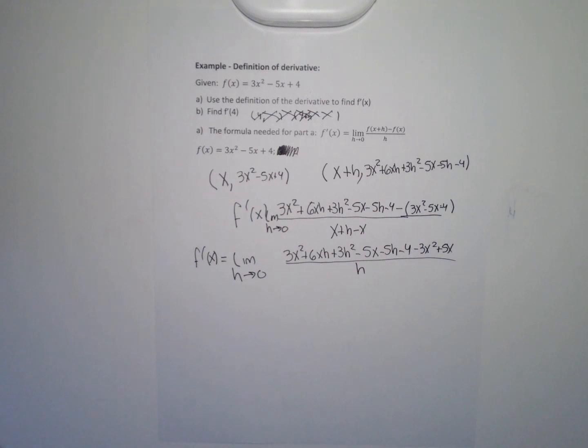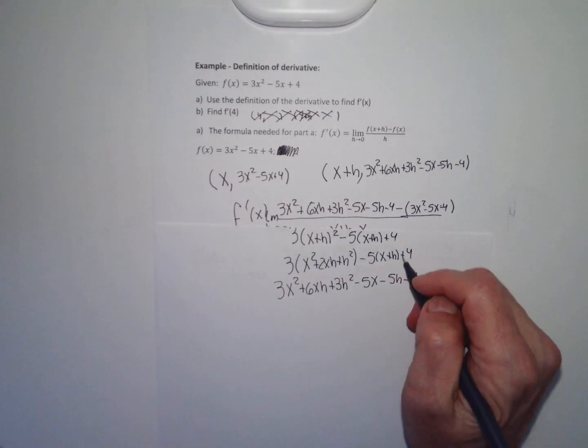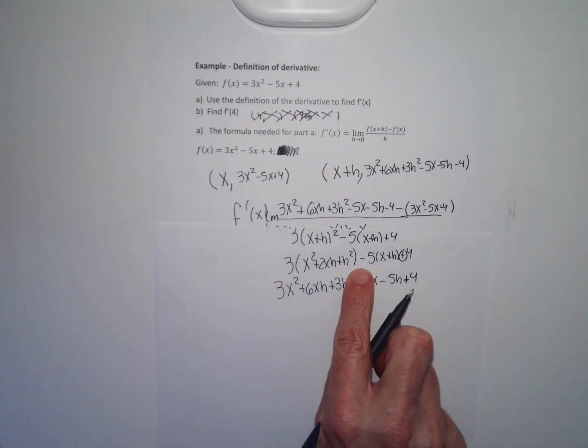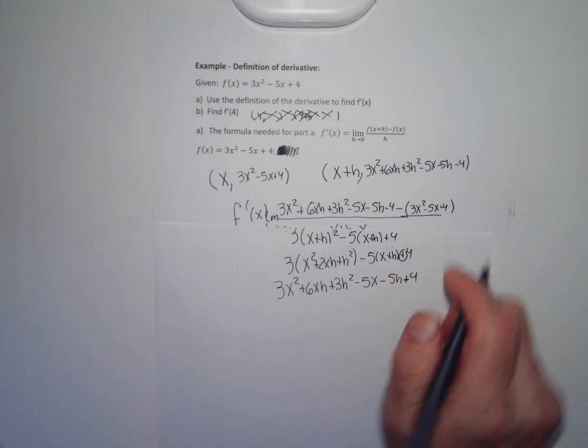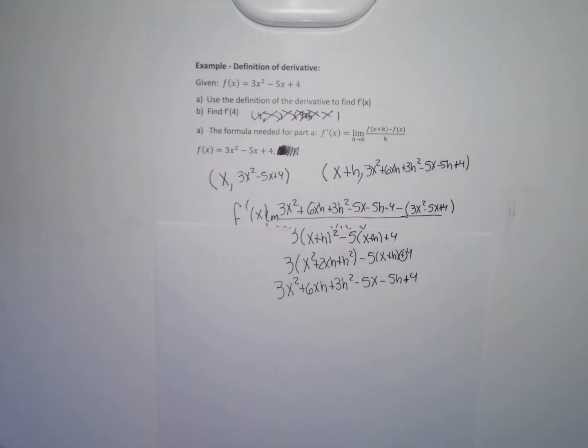I don't even know where I have this work at now. I scrubbed it. That should be a positive 4 right here. This 4, when I brought it down, I saw this minus and I changed its sign. I shouldn't. This should be a positive 4 right here.